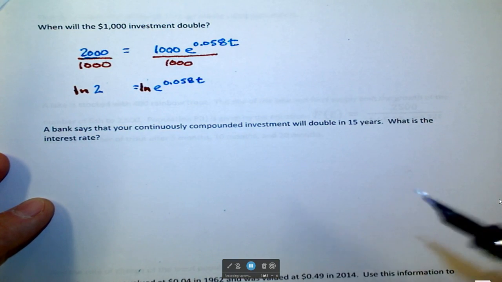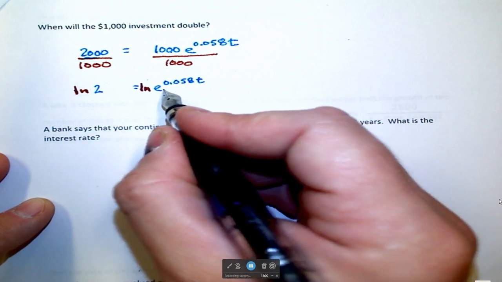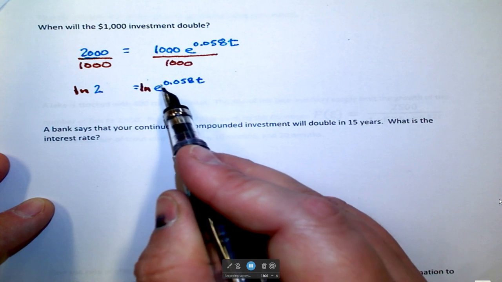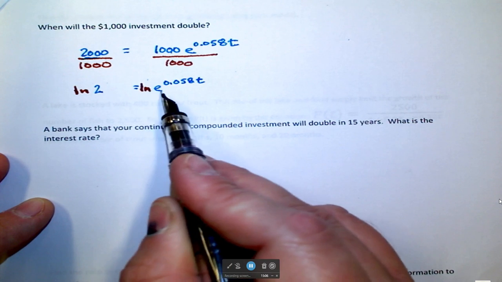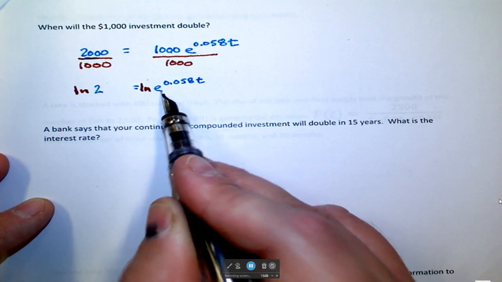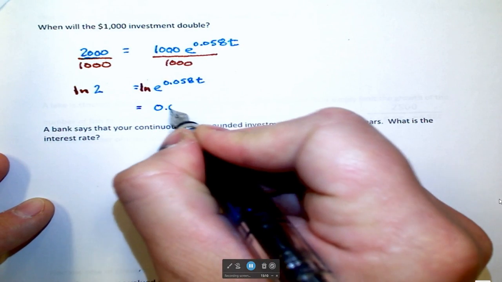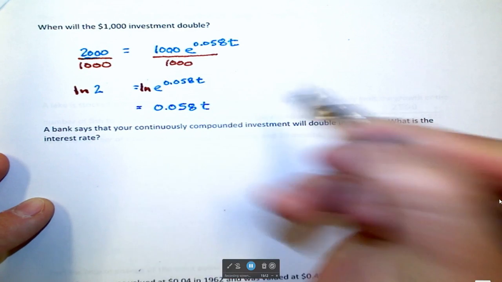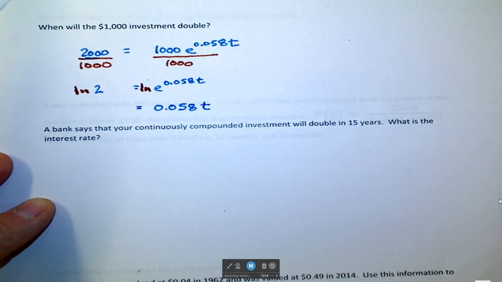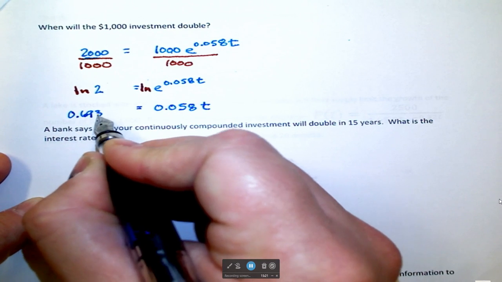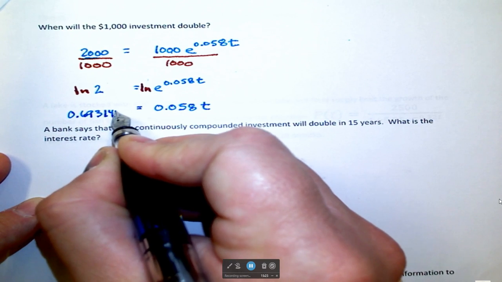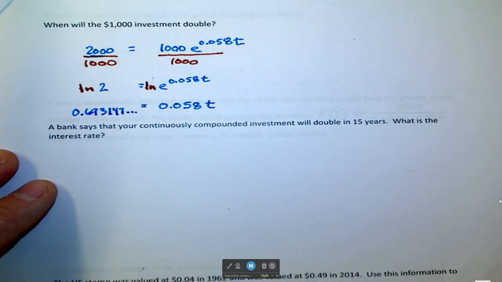Log base e of both sides. Now, log properties, this guy becomes a multiplier, and log e, natural log of e, is 1. And so I get 0.058t. And the natural log of 2, I did it earlier, but I don't remember it, so I'm going to do it again. 0.693147... Okay?